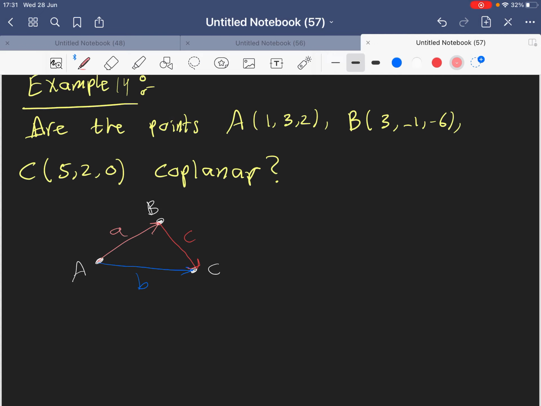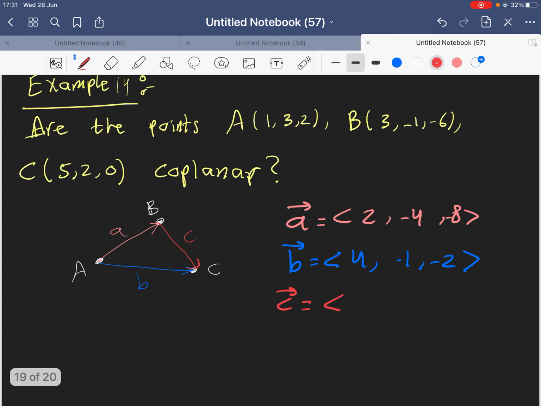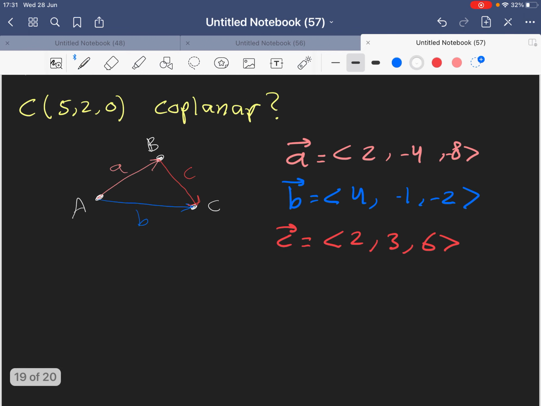So what is A? A will be just B minus A, so it will be 2, negative 4, negative 8. B will be C minus A, so it is 4, negative 1, negative 2. And finally, the vector C, which is C minus P, will be 2, 3, and 6. Now we just need to find the volume of the parallelepiped.